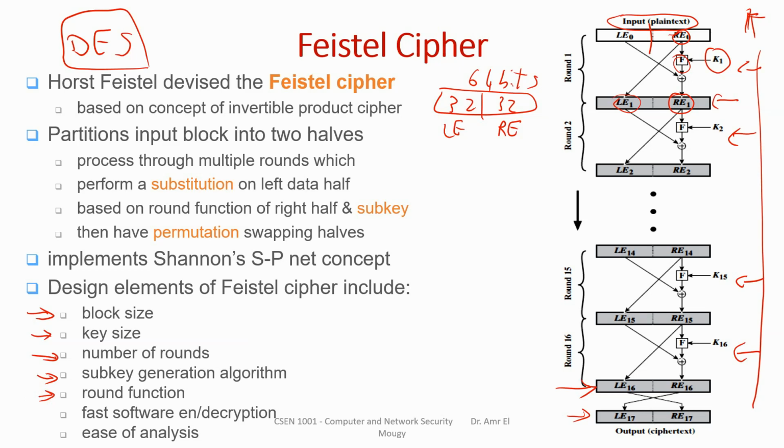The round function itself, the function f, is also important. What is this function? Is it a simple function? Is it a sophisticated substitution function? This then becomes a factor. How can you implement it? If you can implement it in hardware, that makes it faster. And if it is easy to analyze, if it has patterns, for example, or vulnerabilities, then it becomes vulnerable to a cryptanalysis attack.